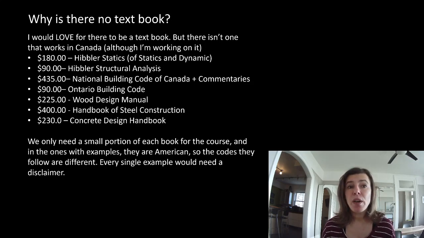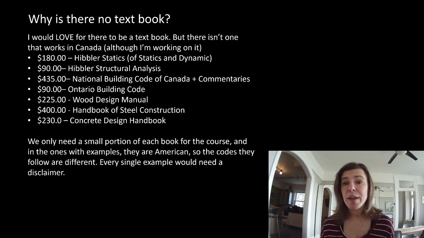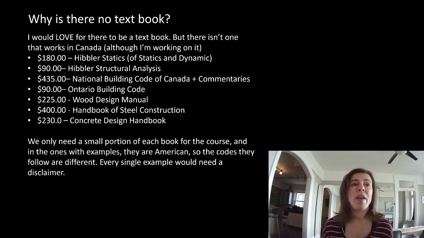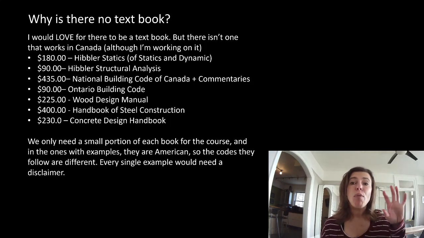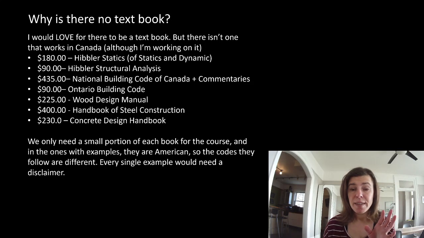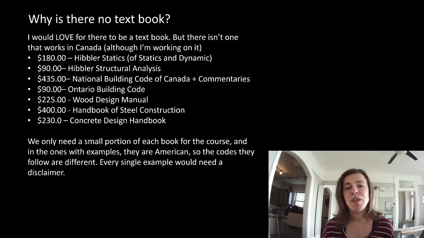The National Building Code of Canada plus the commentaries, that is our Bible. That is the majority of what we're following, is Part 4 of the NBCC. But you can't buy just Part 4. You have to buy the whole thing and it's $435. But then we also have the stipulation that what we're technically following is the OBC, which is the Ontario Building Code. It references the NBCC a lot, but there are some things that are very particular to the OBC, and that is $90.